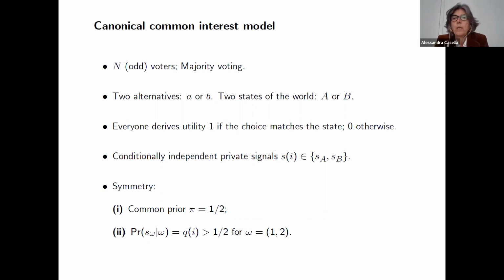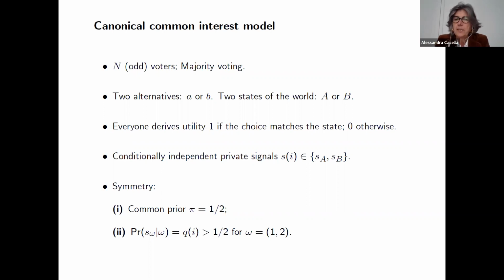And we all have the same preference. We all want to match the state. So we want to take decision little a if we are in state A, and little b if we're in state B. We have utility 1 if the choice matches the state, and 0 otherwise.